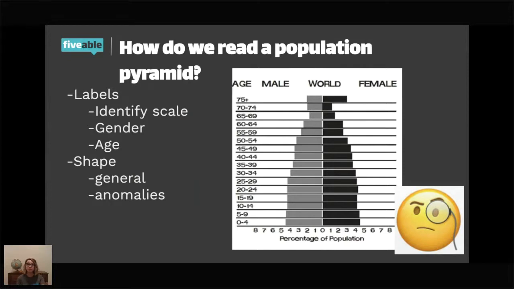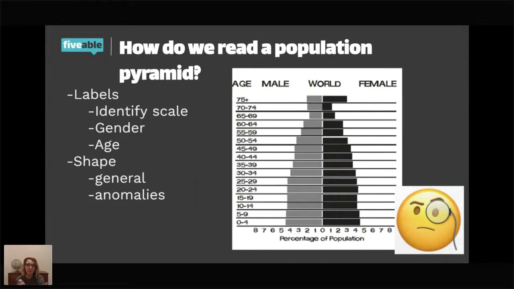So the title of this pyramid, if you see, it's a world. So every country that contributed data for this particular resource, they're depicted on this population pyramid. Sometimes it's a country, sometimes it's a city. It just depends on the resource, and who produced it is what's going to dictate the scale.